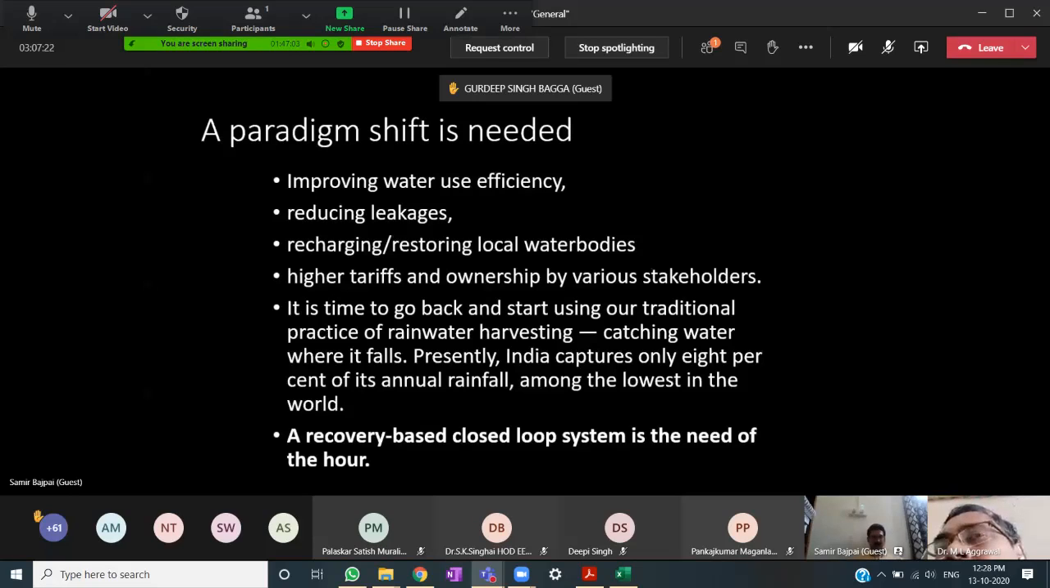You have municipal solid waste management rules. You have plastic waste management rules. You have hazardous waste management rules. You have waste management rules for batteries especially. Then you have biomedical waste management rules. So all different types of waste.